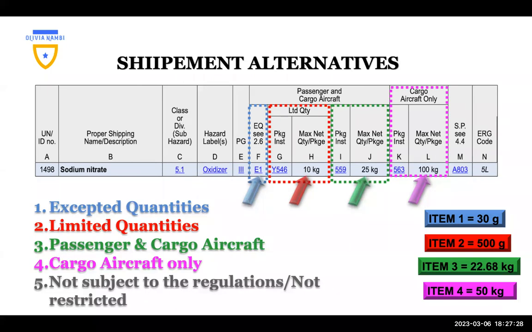I am also assuming that the kind of people listening to my voice right now are those who have attained training or the ones who are undergoing training. Either way, you should be having background knowledge about what I'm teaching because it's not all inclusive. Okay, so basically this is the list of the shipment alternatives. You can ship as accepted quantities, limited quantities, passenger and cargo aircraft only, and then not restricted.